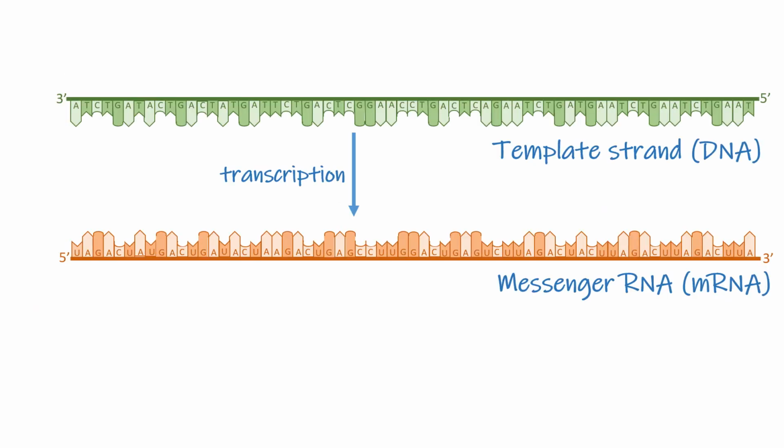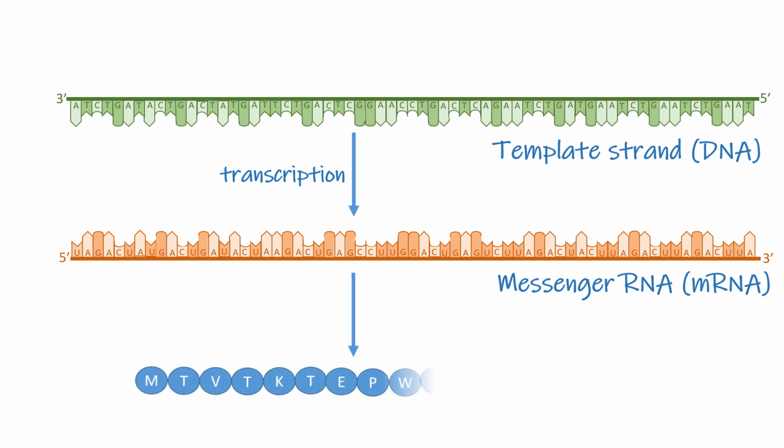Those are the details, let's quickly review. In transcription, one strand of DNA serves as a template for RNA polymerase to build a complementary mRNA molecule. Transcription begins at the promoter region and ends at the terminator. The messenger RNA is then used by the ribosomes in translation to build a protein consisting of a chain of amino acids. Each amino acid in the protein corresponds to a codon in the mRNA. Translation begins at the start codon and ends at the stop codon.